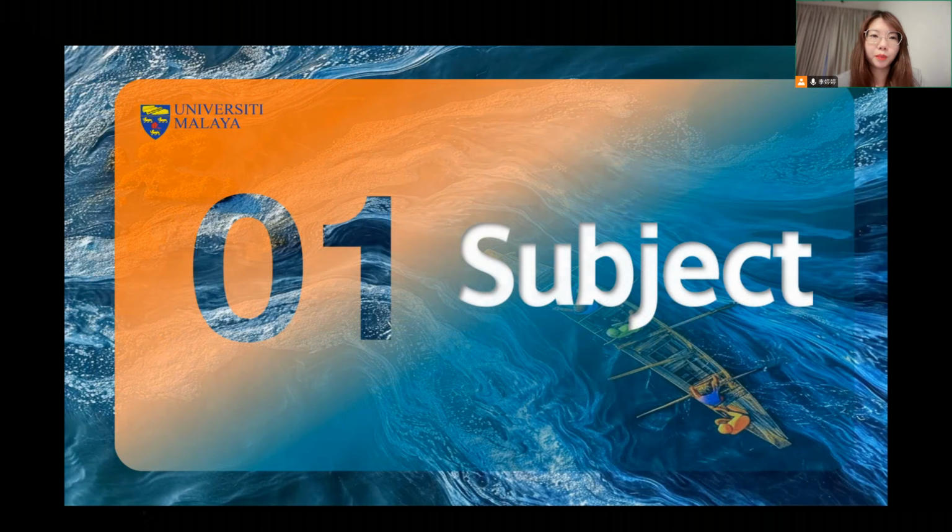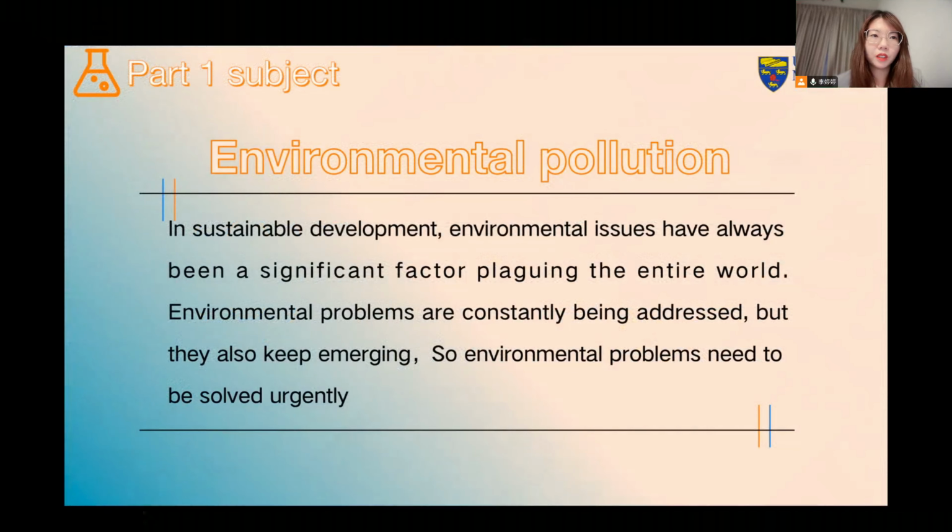Okay, let's start part one. Subject. In part one, we talk about environmental pollution. In sustainable development, environmental issues have always been a significant factor blocking the entire world. Environmental problems are constantly being addressed, but they also keep emerging. So environmental problems need to be solved urgently.